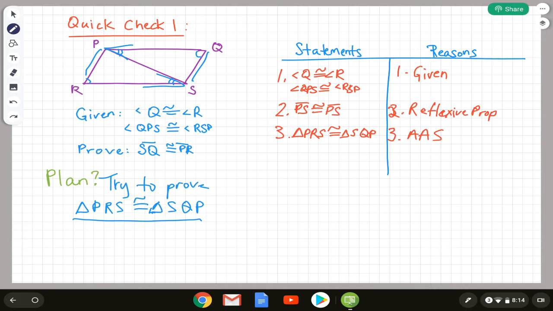Once we get these two triangles congruent, now we can list our proof statement, because side SQ and side PR are corresponding parts of the triangles that we now know are congruent. So that's going to be our CPCTC. It's kind of hard to remember the order of the letters, but just remember the C's go every other one.